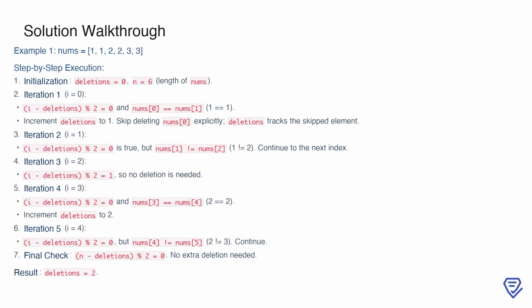Finally, we check if the remaining array length, n minus deletions, is even. Since it is, no additional deletion is required. The total deletions are 2.